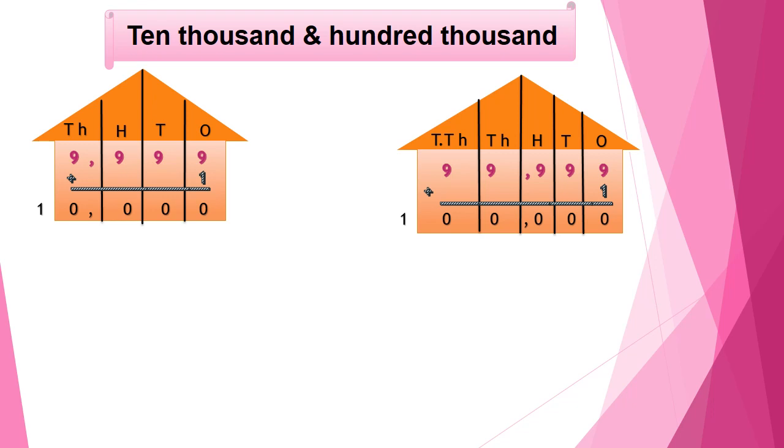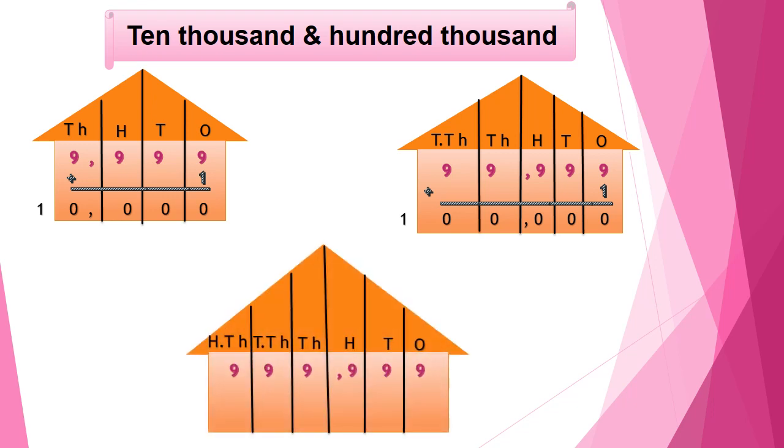So we need a bigger home which contains 6 rooms like this. Ones, tens, hundreds. This is the ones family. Let's move to the thousand family: 1,000, 10,000, 100,000. Repeat with me. Ones, tens, hundreds, 1,000, 10,000, 100,000. And the greatest 6-digit number contains 6 nines. We will put 6 nines.